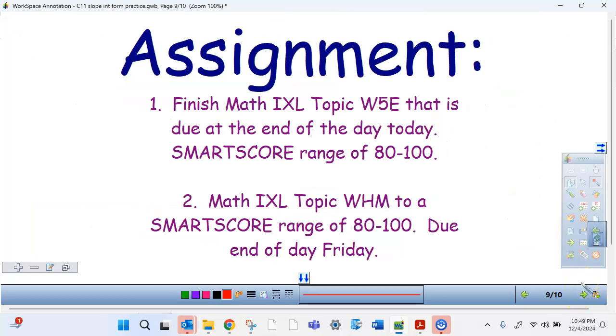Now, you have an assignment. The expectation is that you work quietly from your assigned seat. If you have a question, raise your hand and wait quietly until Mrs. Coons can come help you. Your assignment is first to finish the assignment that's due today. That's W5E, it's supposed to be done to a SMART score of 80 to 100. The assignment that is due for tomorrow is IXL topic WHM, again to a SMART score of 80 to 100.